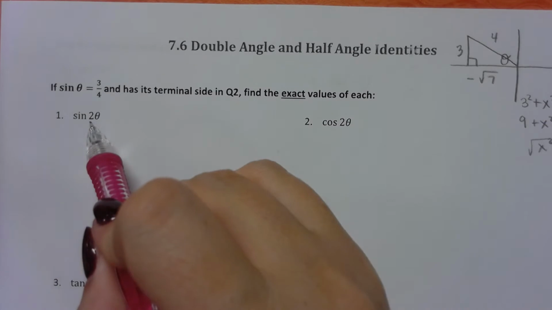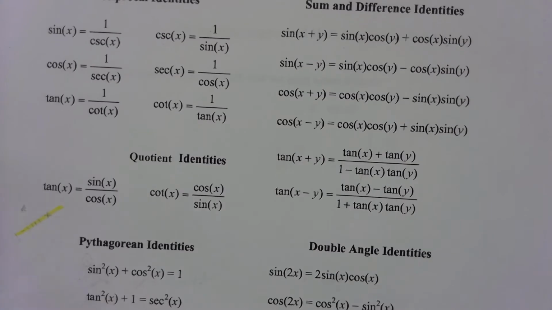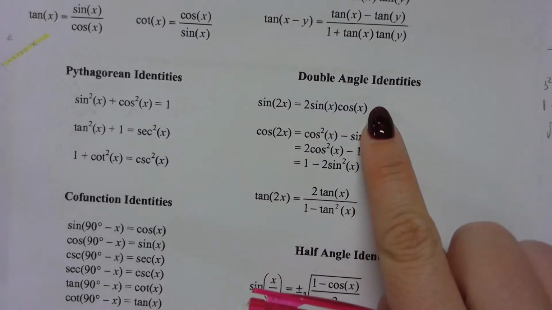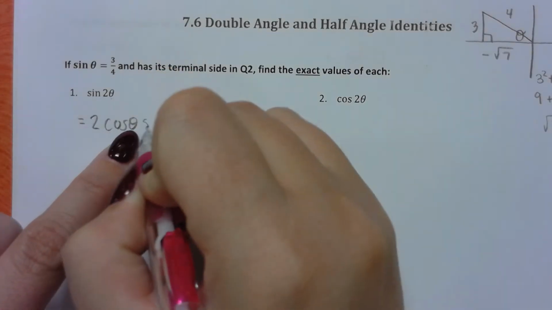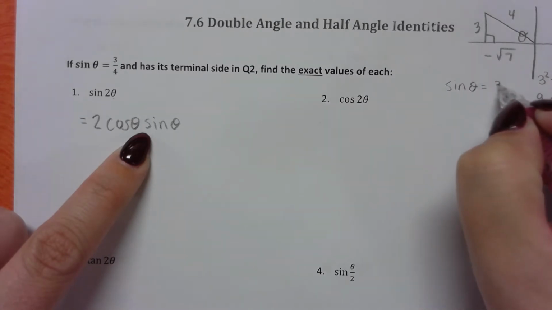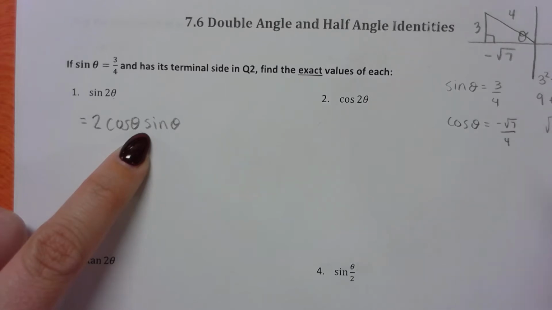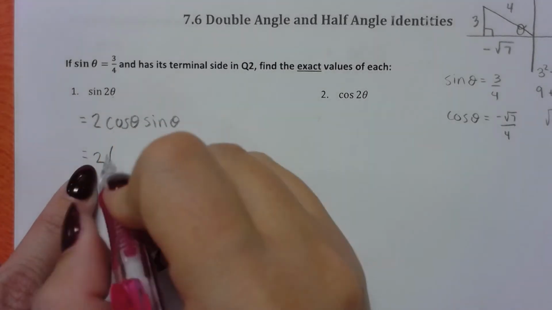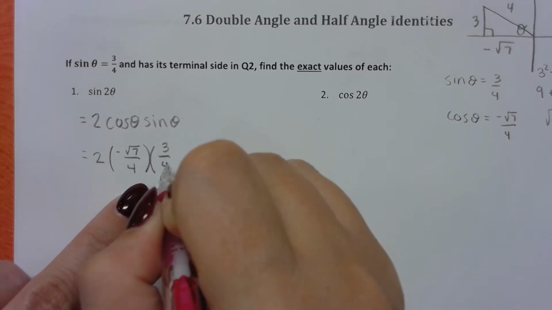So if I want to find sine of 2 theta, I'm going to look in here and find which identity I'm going to use. Well, sine of 2 theta is equal to 2 sine x cosine x. So this is equal to 2 cosine theta sine theta. Sine of theta is equal to 3/4. Cosine of theta is equal to -√7/4. So if I plug those in here, I've got 2 times cosine, which is -√7/4, times sine, which is 3/4.